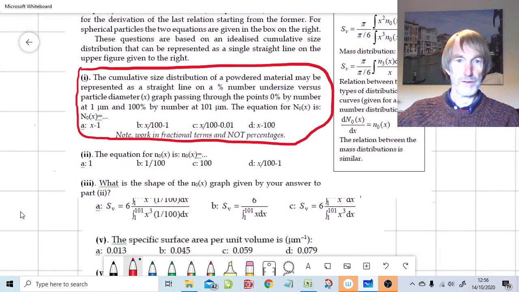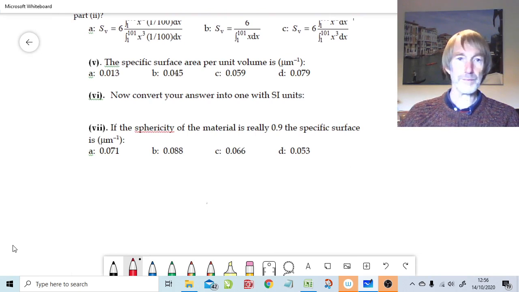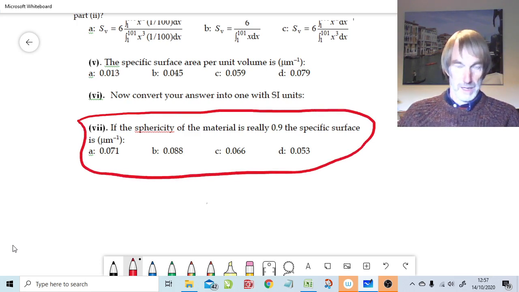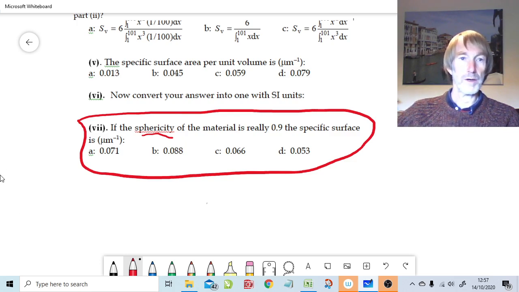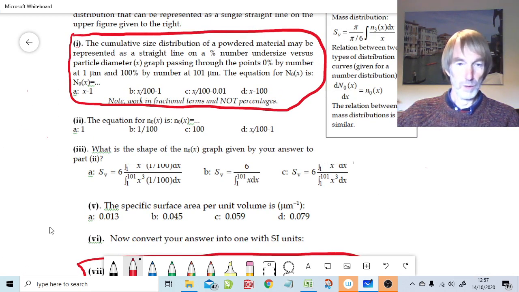The ultimate objective, if I scroll right the way down to the bottom, is this. Basically, to calculate the specific surface area per unit volume of this material that has the size distribution that's just been mentioned, and there's this additional factor thrown into the mix about sphericity, but we'll tackle that later. So the essential question is what's in part 7, as I've just circled here, and all the intermediate parts are part of the problem decomposition to get us from the initial statement of fact to the real, actual, interesting result that we're after.